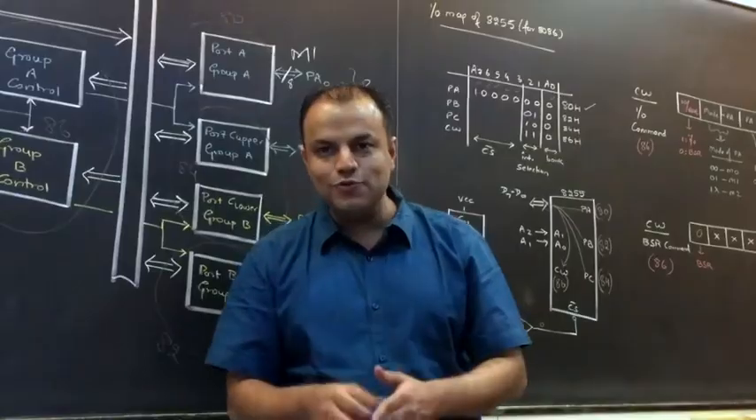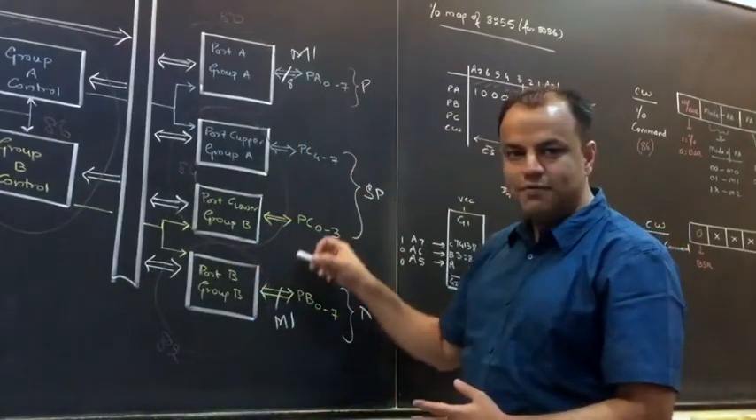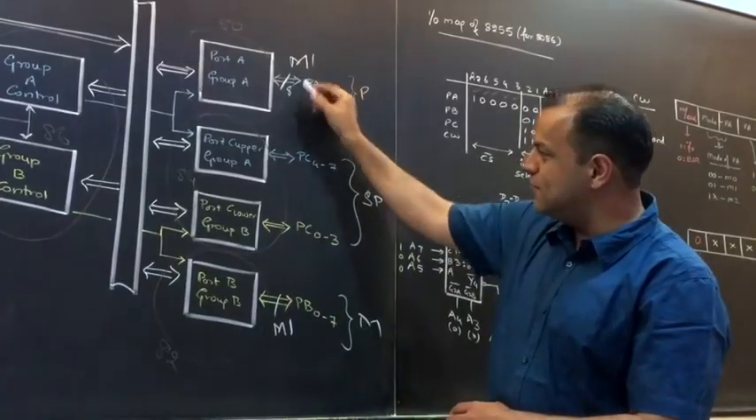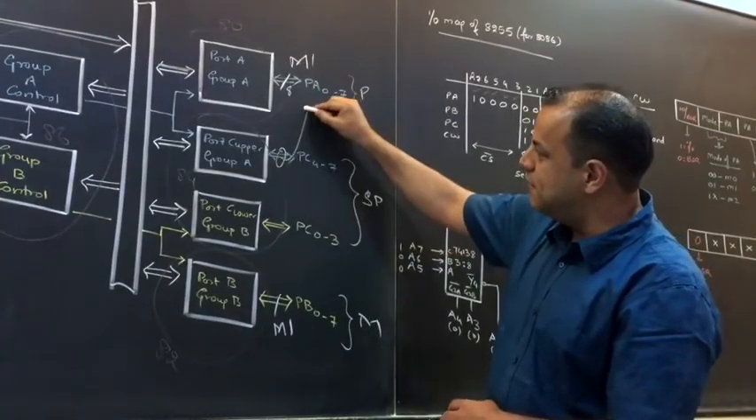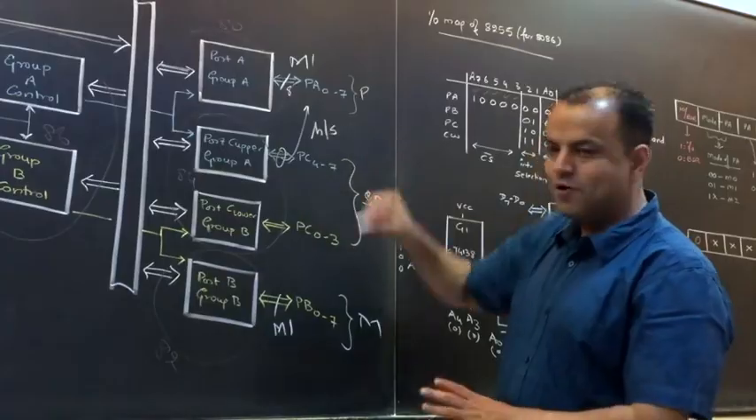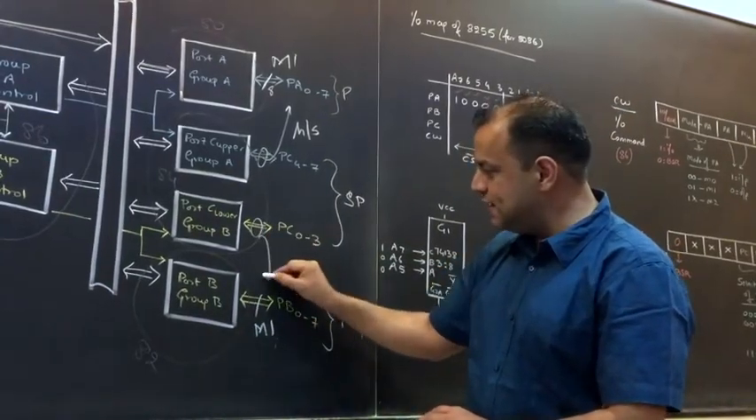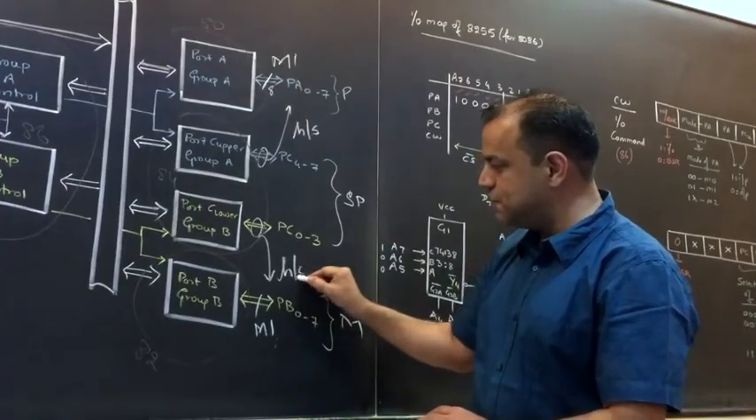You need lines to do that, so they are taken away from port C. If port A is in mode 1, it will take the upper lines of port C to perform handshaking. Similarly, if port B is in mode 1, it will take the lower lines of port C to perform handshaking.